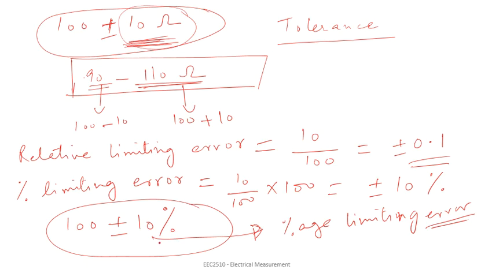Now if you have been given the data in whichever form, you can very easily express the given data in another form. Okay, so if you have the absolute limiting error, you can calculate the percentage limiting error, or if you have the percentage limiting error, you can calculate the absolute error.